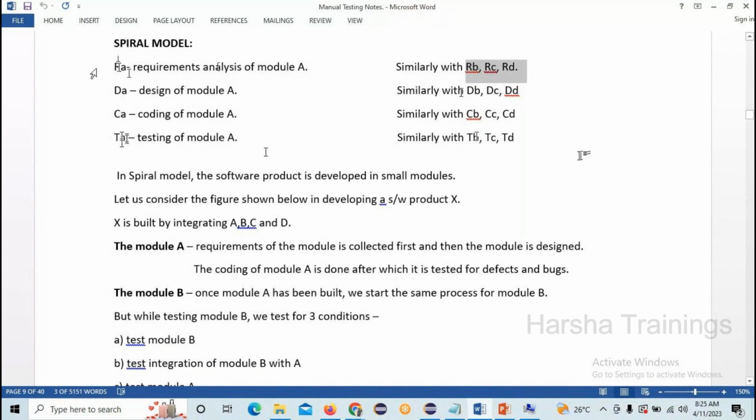In the spiral model, the software product is developed in small modules. An application is split into pieces of the project, and we develop in the format of the splits. Let us consider the figure shown below for developing a software product X. X is built by integrating A, B, C and D. For module A, requirements are collected first, then the module is designed, then the coding of module A is done, after which it is tested for defects and bugs.